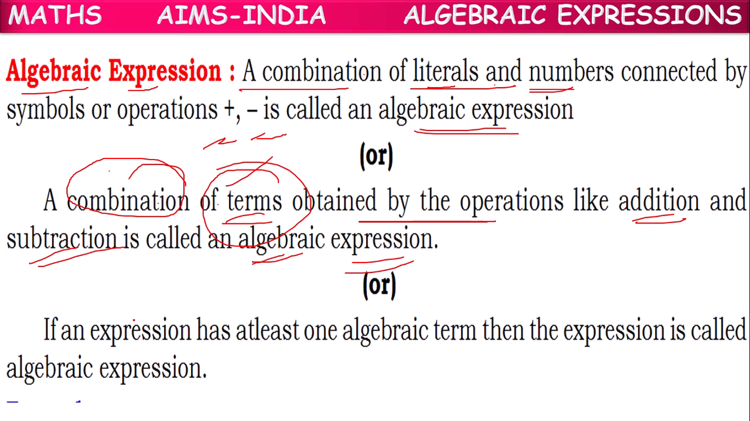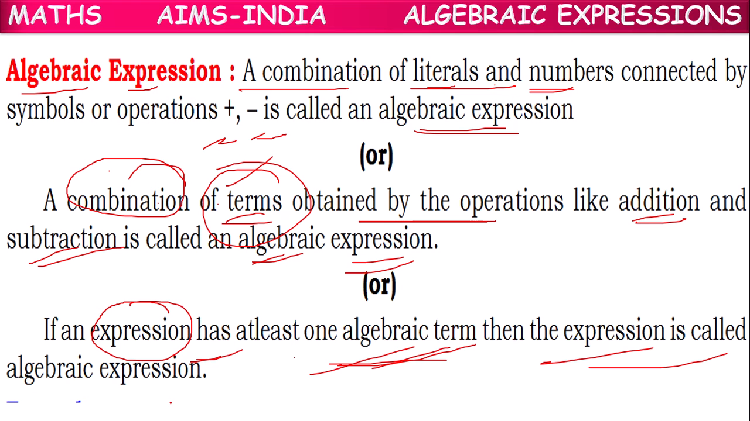Or we can also define it in another way. If an expression has at least one algebraic term, then the expression is called an algebraic expression. An algebraic term means a term having a literal. Then it is called an algebraic expression.